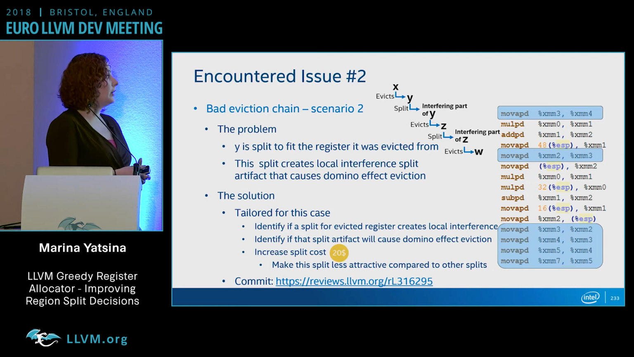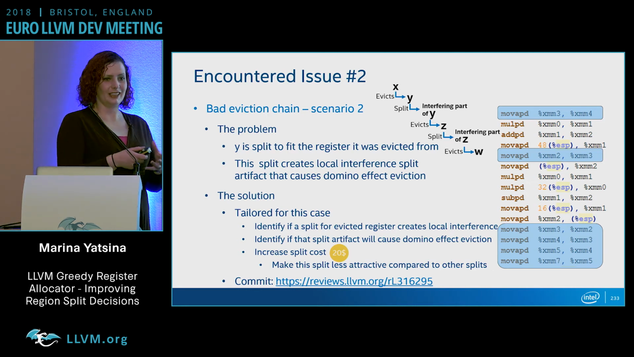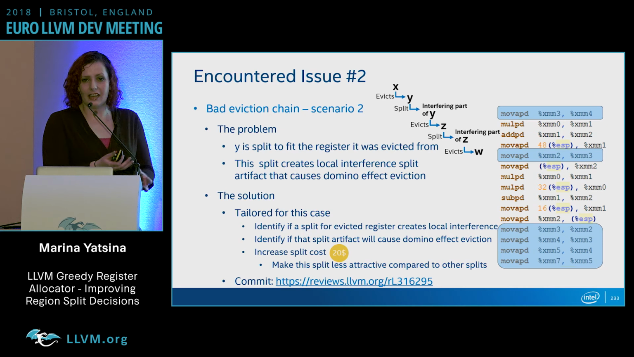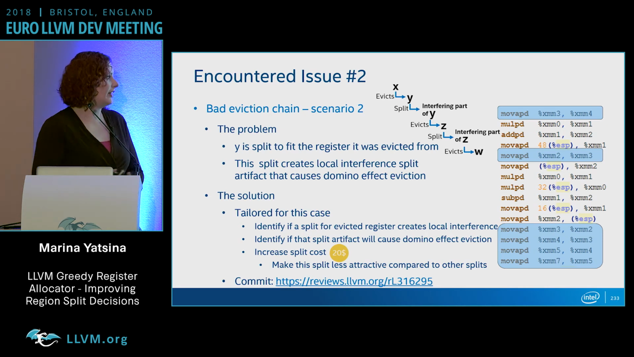Okay, so the problem was that Y was split to fit the register it was just evicted from, so it also has high chances to cause local interference, and it indeed causes local interference, and that local interference causes this domino effect chain. The solution was to catch this specific case, where we split Y for the register it was evicted from, and increase the split cost of that case to make the split less favorable than others. And this is a link to the review. Both of the bad eviction scenarios were fixed in the same review.